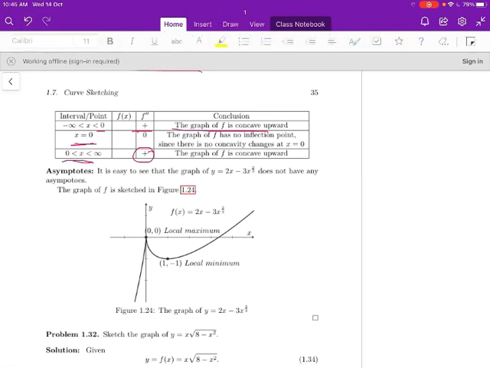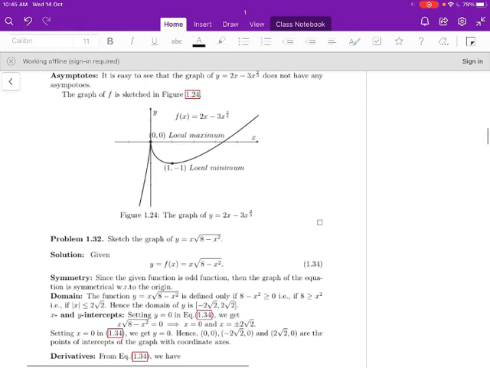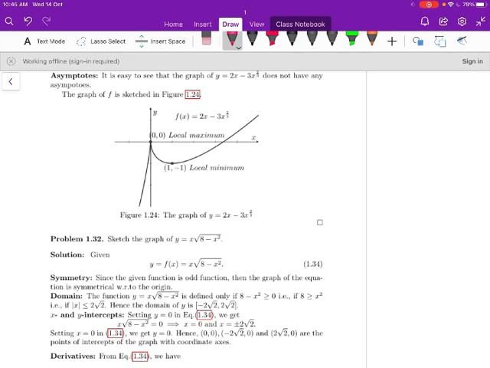So now let us move to the asymptotes. Asymptotes do not occur here since the given function is algebraic, meaning a polynomial function. So now let us sketch the graph with the help of the results.